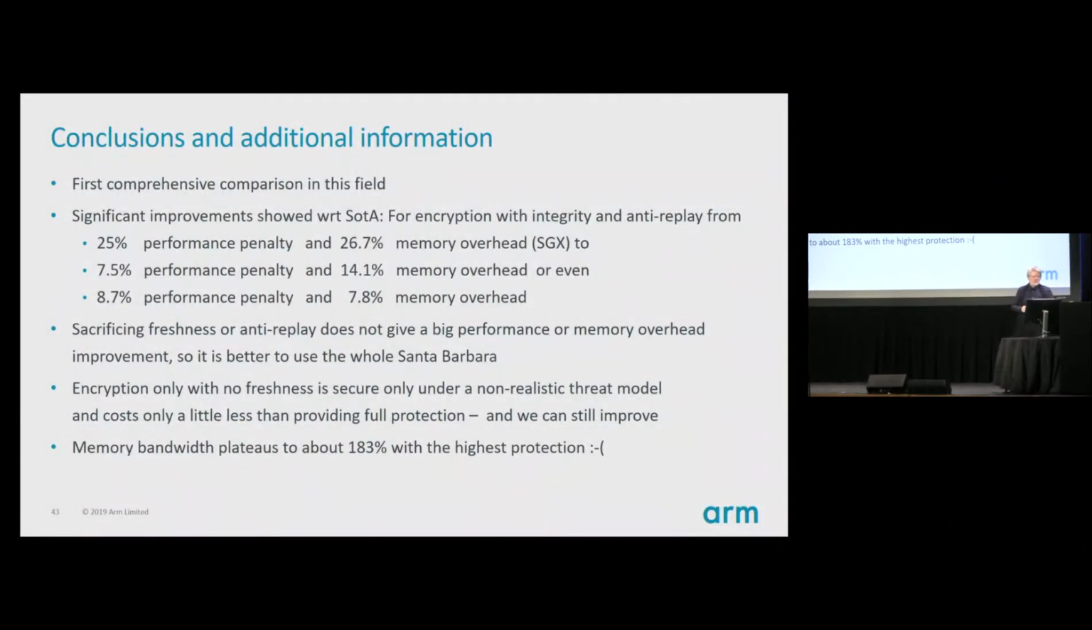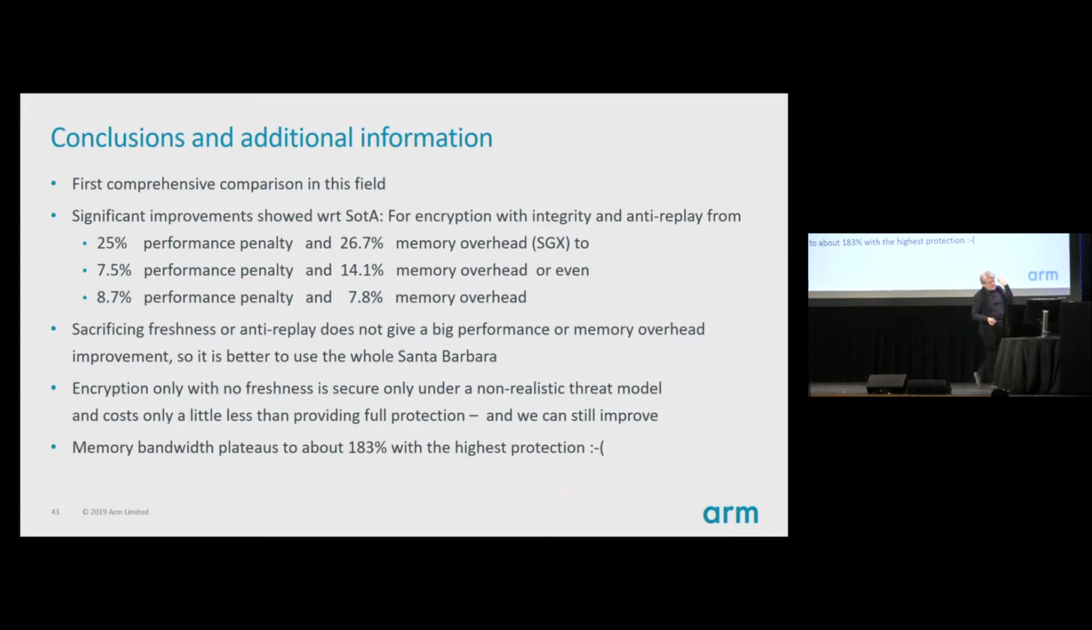We have significant improvements with respect to the state of the art, which means, for instance, with something like this, an 8.7% performance penalty and 7.8% memory overhead, both below the psychological threshold of 10%. So that might make this type of technology acceptable in a wider sense. Sacrificing some of the features does not give a big performance or memory overhead improvement, so it's really better to use the whole banana.